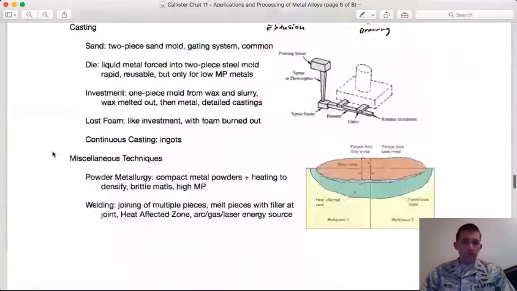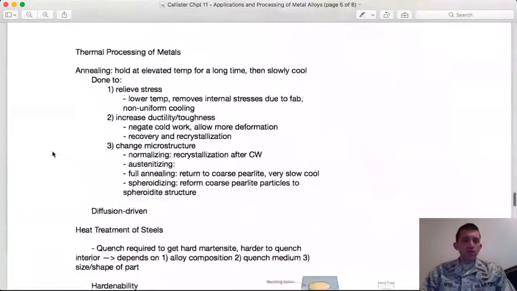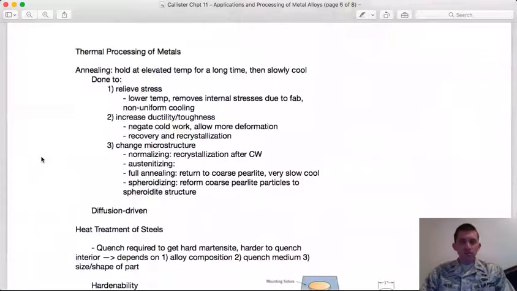Okay, I think I got to speed up here. All right, so we have thermal processing of metals. We've talked about this a little bit, and annealing.